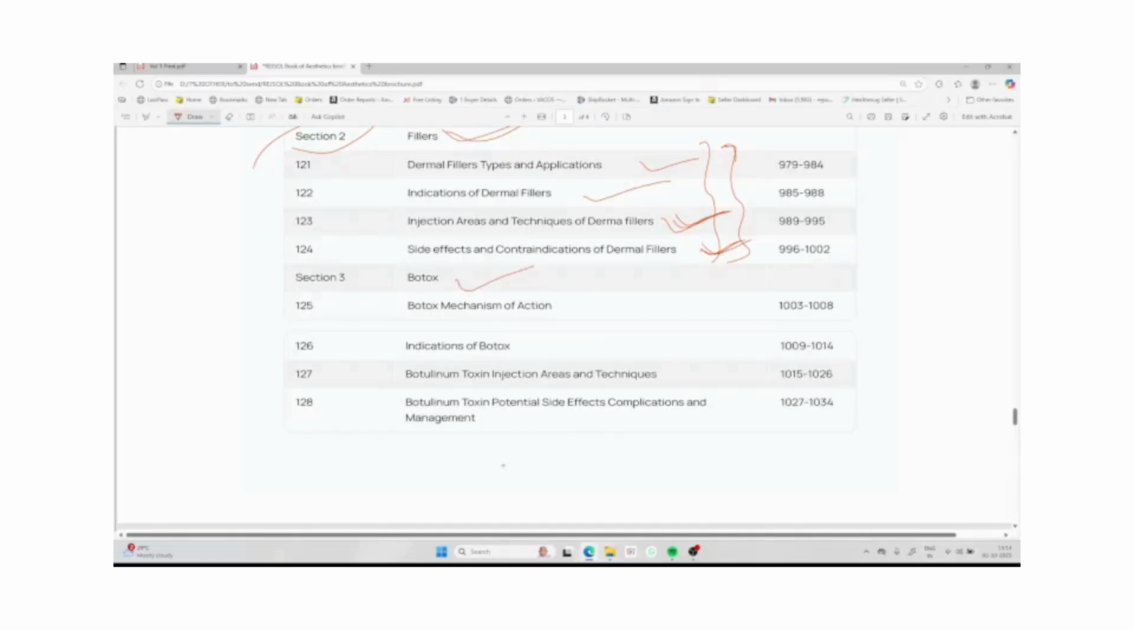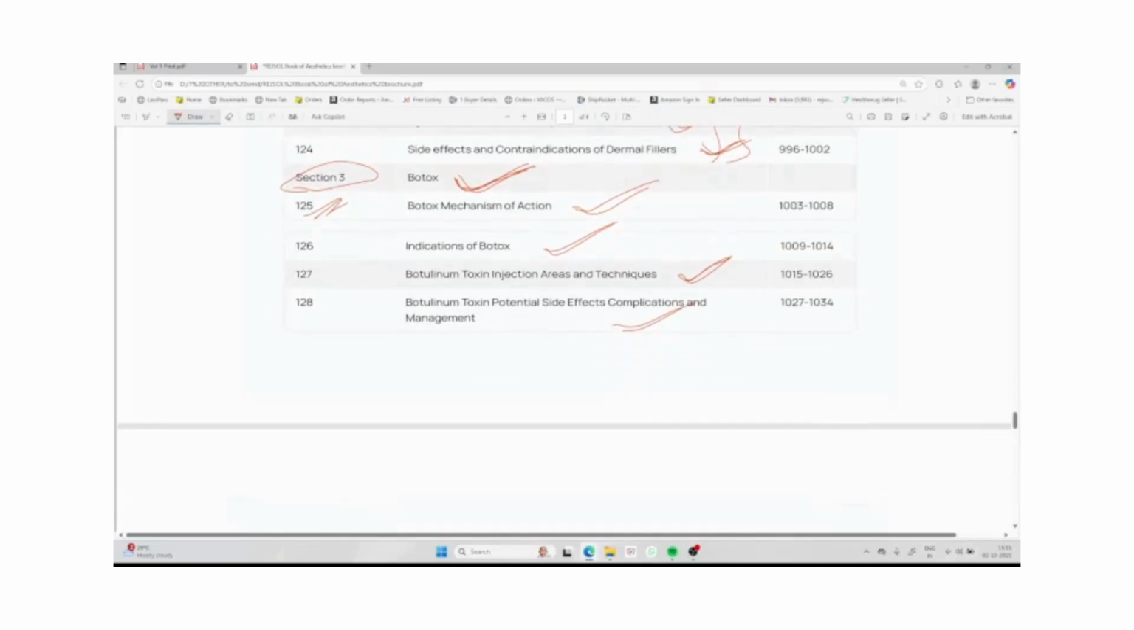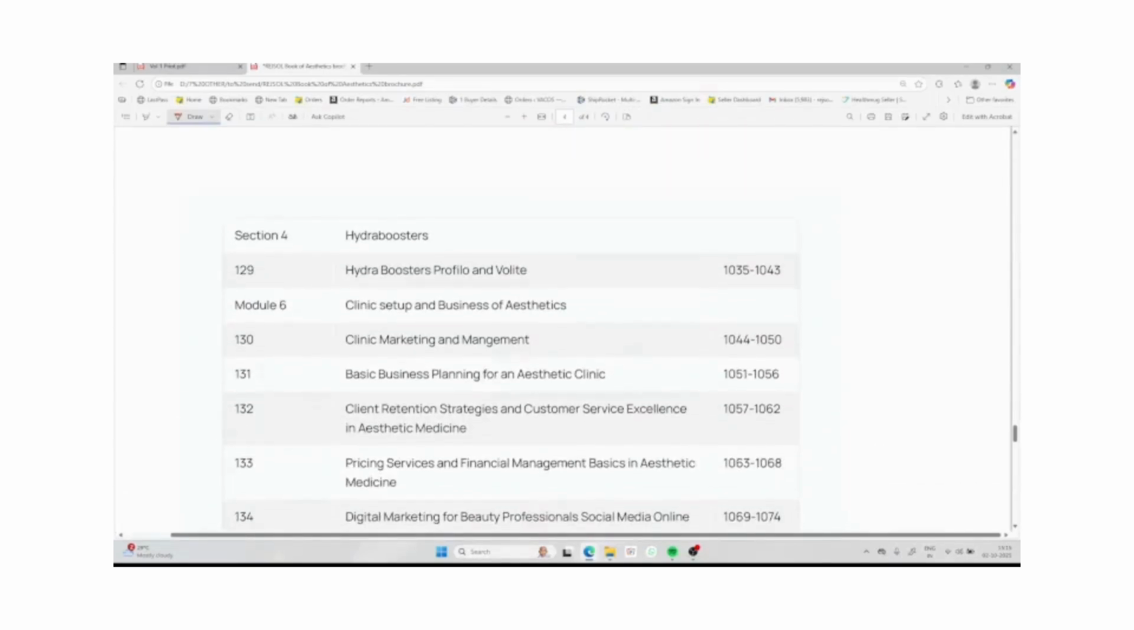Then similarly, advanced Botox we see in chapter number 125 from section 3. Botox mechanism of action, how Botox works, indications of Botox, Botox injection techniques, side effects and complications of Botox. So you can understand the theories. Now another advanced technique is hydro boosters, and there are two things involved in this: Profilo and Voliti. This is in section 4.